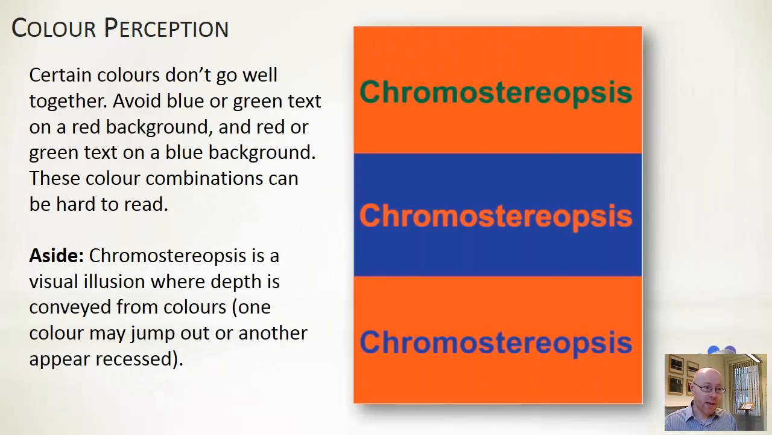Other aspects, this is about how colours go together. For things like chromostereopsis, you can have pseudo 3D effects depending on how colours are combined. Certain colour combinations will make text appear to stand out or to be recessed, to sink in. So we want to avoid colour combinations that are difficult to read. I suppose this ties in with the previous talk on looking at fonts.